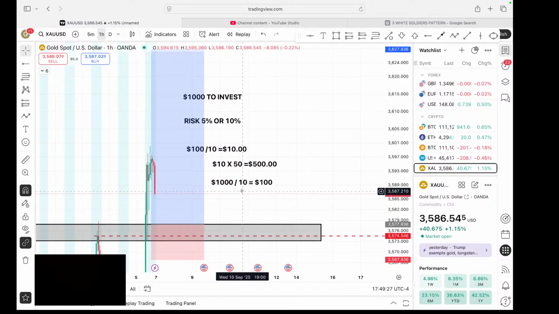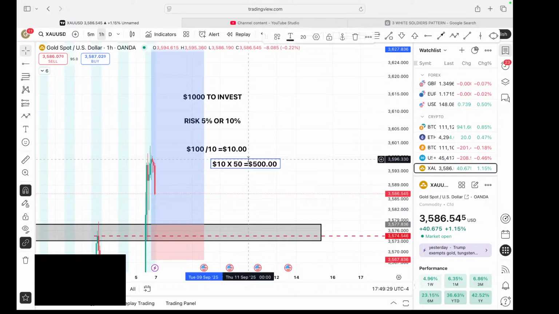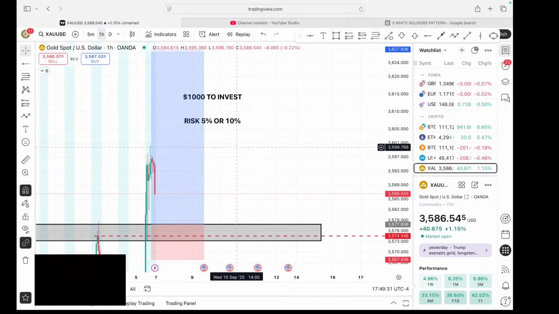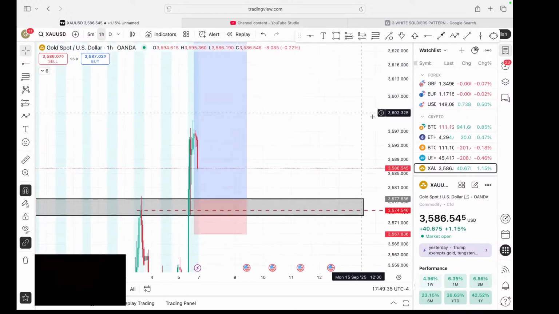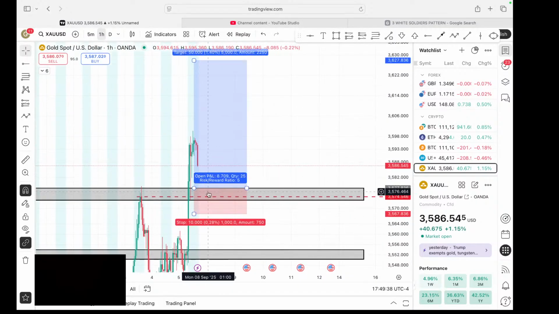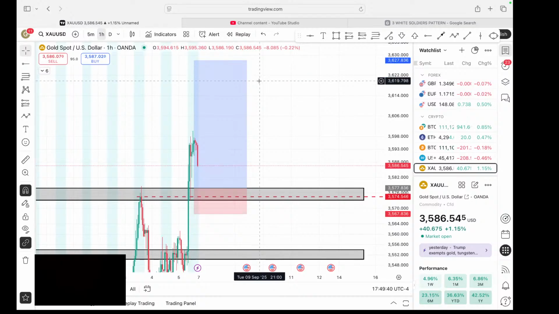So, but yeah, guys, this is my play for the week. I'm bullish on gold until the market shows me otherwise. My prediction is that price is going to come back here and then it's going to shoot up.